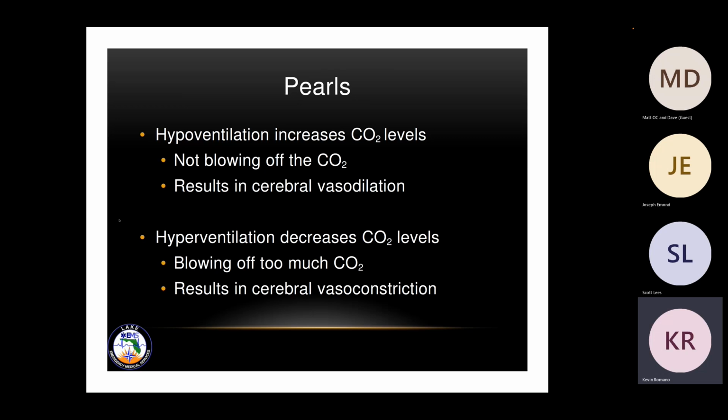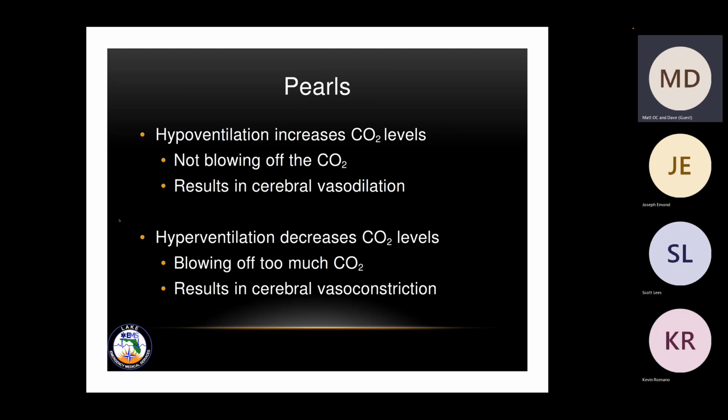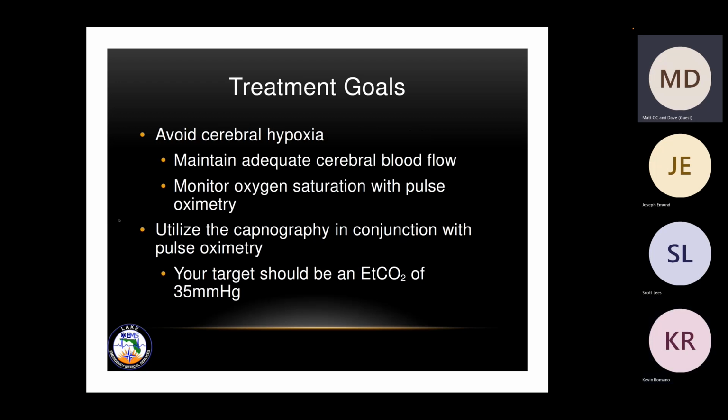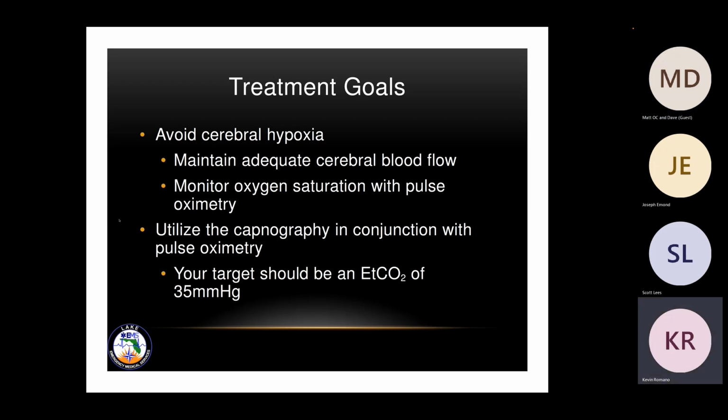So how do we treat ICP patients now? Just ventilate them normally to try to get your SpO2 levels up. Give them oxygen and try to up the percentage of SpO2. Yeah, so like Dave just said, utilize capnography in conjunction with pulse oximetry. Your target should be an end tidal of 35. So just ventilate normally and run off end tidal. If it maintains 35, then you're perfusing where you need to perfuse. We don't have to worry about it becoming hypoxic, so we'll be able to avoid cerebral hypoxia, maintaining adequate cerebral blood flow with normal ventilation.